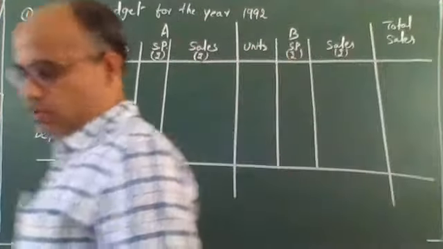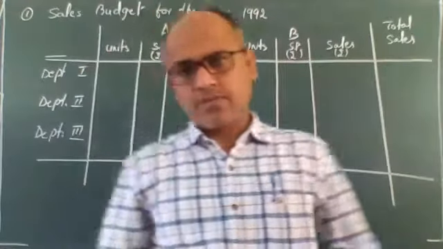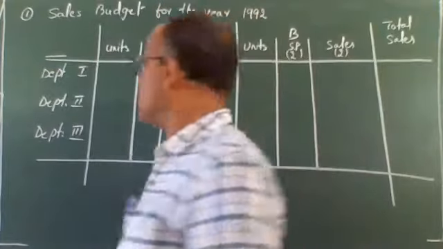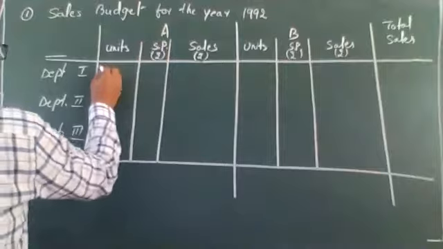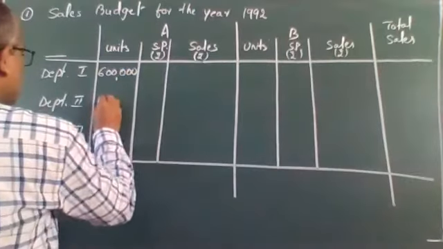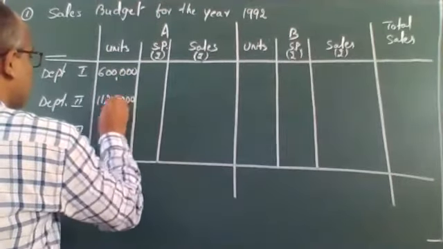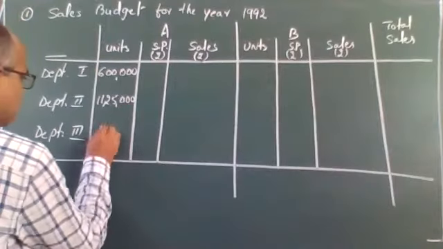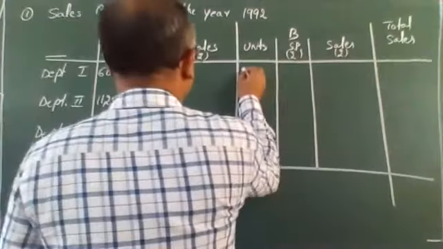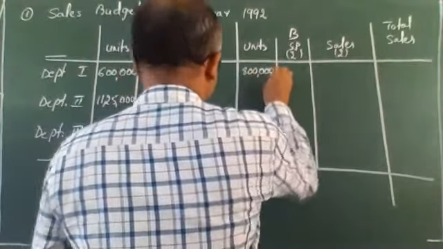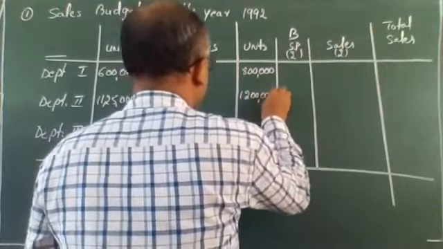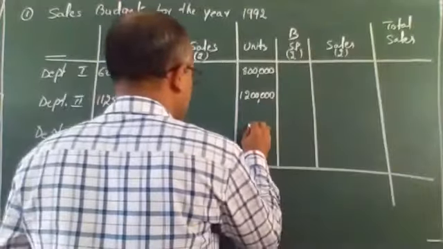Okay, let me come to the question. Now, I'll just write the information as it is given. Department 1 of brand A has 6 lakh units. Department 2, 11 lakh 25,000 units. Department 3, 3,60,000 units. And brand B, department 1, 8 lakh units. Department 2, 12 lakh units. And department 3, 40,000 units.